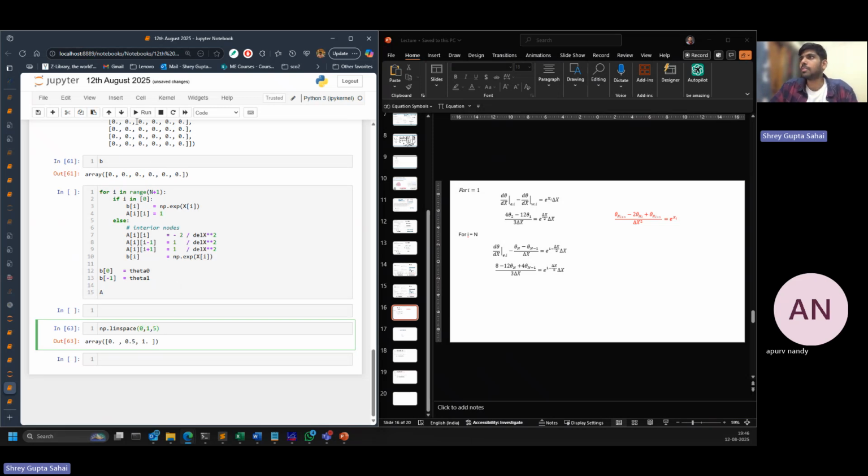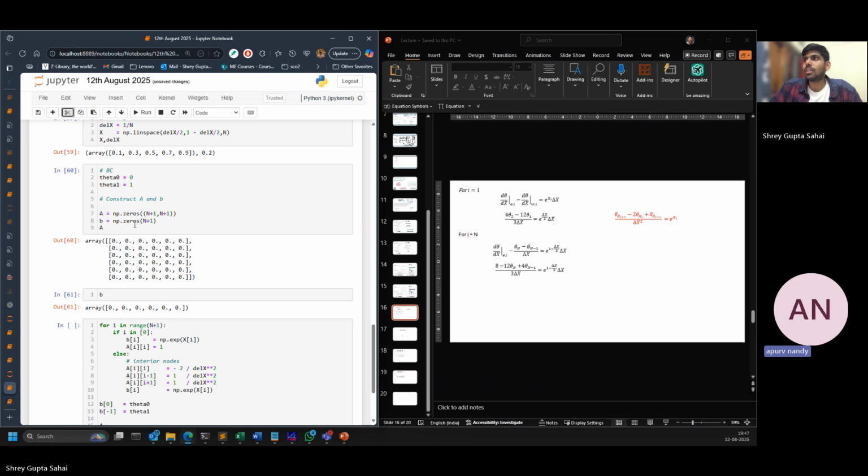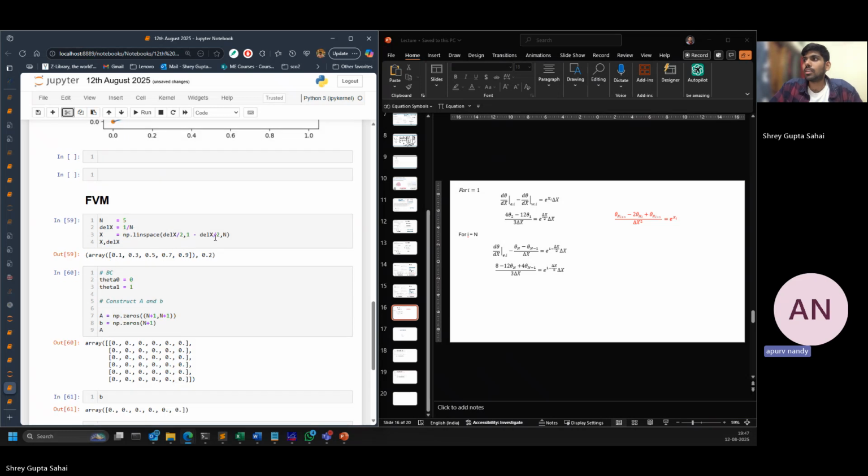So in what happens with 5, you get this. You start with 0, 0.25, 0.5, 0.75, and 1. Now you understand what linspace is? Yes, sir. The first entry in the linspace was del x by 2. That is okay. The last one is also 1 minus del x by 2. That is also okay.